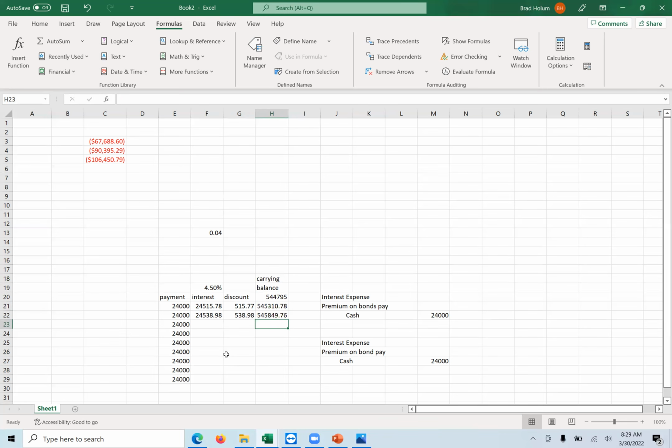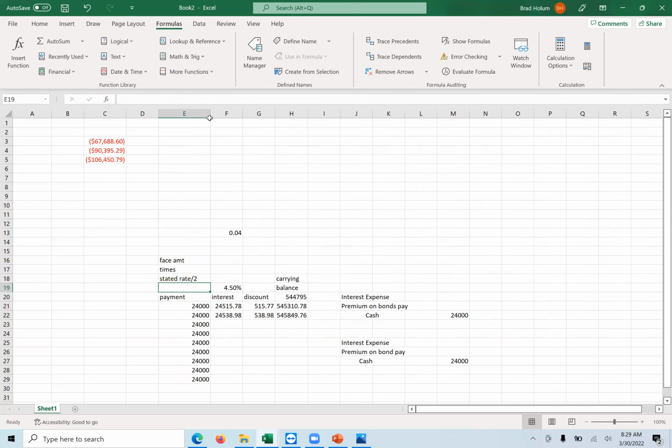So the payment remains consistent. The payment is a result of the face amount of the bonds times the stated rate divided by 2. And the reason we divide it by 2 is because there are 2 payments in a year. So we calculate the payment amount because it happens twice a year.